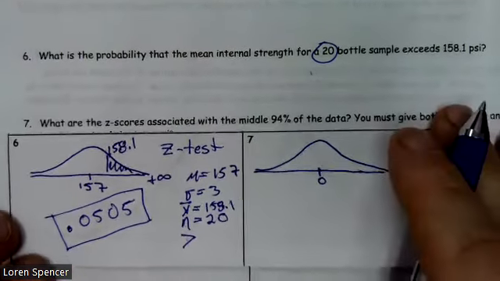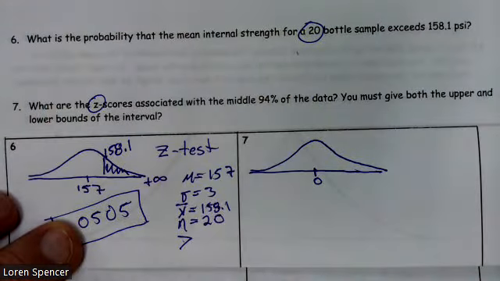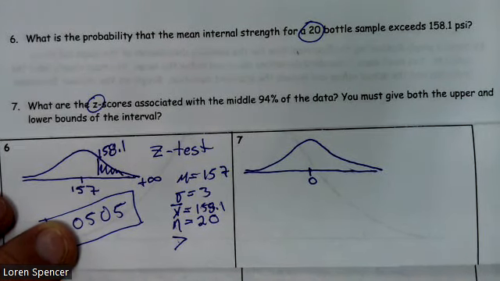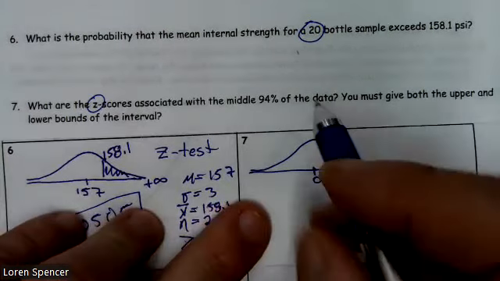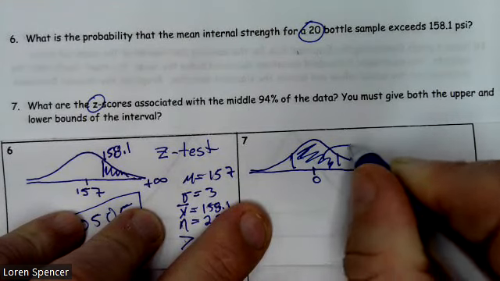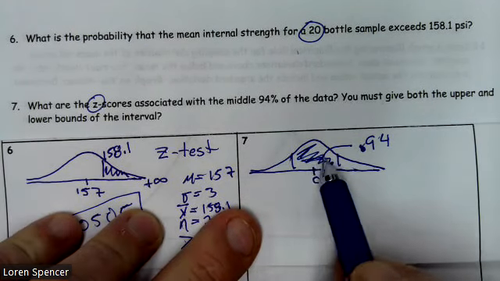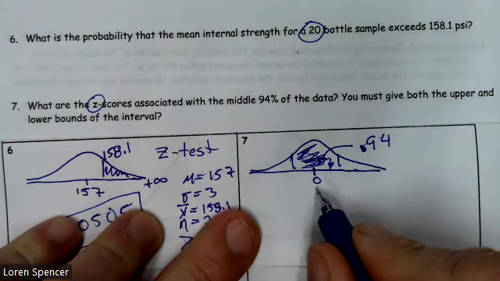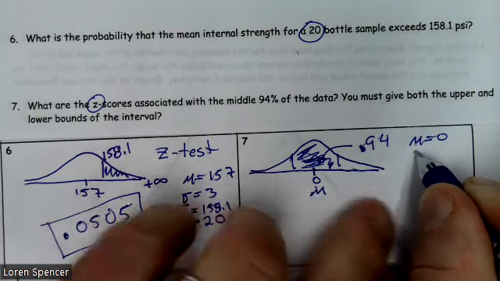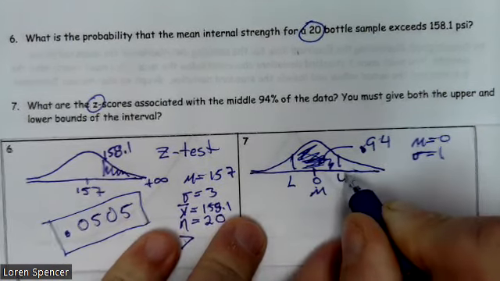All right, number 7. What are the z-scores associated with the middle 94% of the data? You must give both the upper and lower bounds of the interval. The middle 94% is right here. This is 0.94. But they asked for the z-scores, which means we have a mean of 0, because z-scores have a mean equal to 0 and a standard deviation equal to 1. We're looking for the lower and the upper bound.